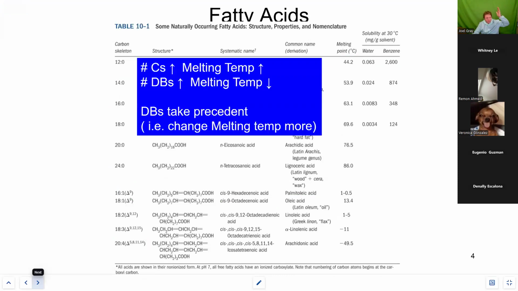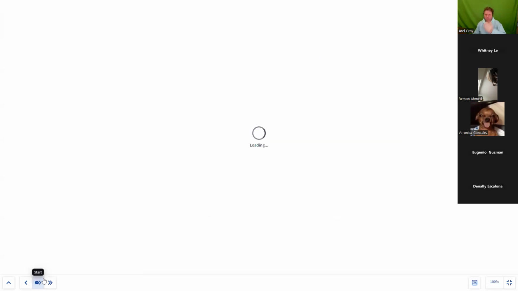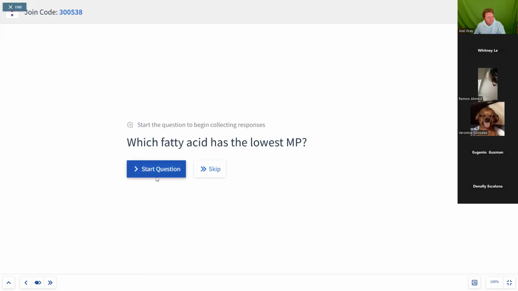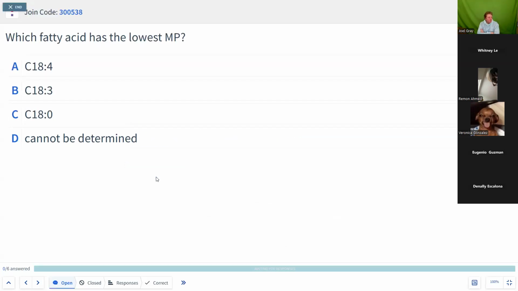As the number of carbons increases, the melting temperature increases. As the number of double bonds increases, the melting temperature decreases. You do split hairs a little bit, but the number of double bonds is going to take precedence and impact the melting point more. So we'll proceed from there. Good job. Okay. Now, question here. Which fatty acid has the lowest melting point? We've got 45 seconds on this question.